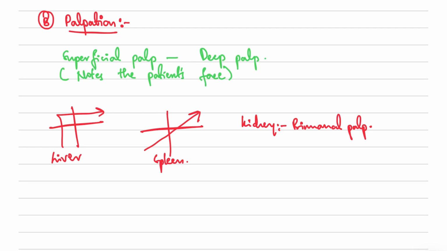Okay, then what else are you going to do? This is about the palpation part of the abdominal examination. In the superficial palpation you are going to look for any tenderness, if there is any mass, and if the patient is suffering from ascites. In the deep palpation, again you are going to look for tenderness, mass, any organomegaly or any ascites.